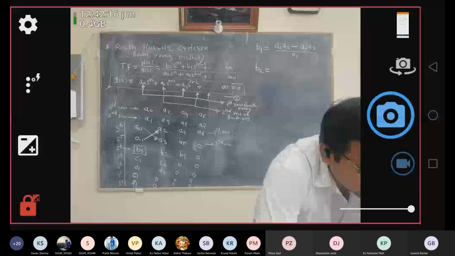In this way we can judge the stability from the elements of the first column of your Routh array. Okay, so this is all about the basis of the Routh-Hurwitz criteria or Routh array method, and in this way we can determine the stability. Please note this down, so we can solve certain problems based on this.